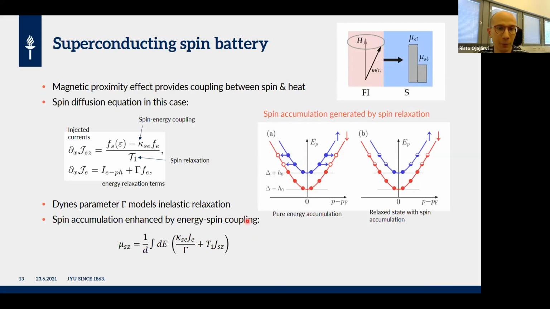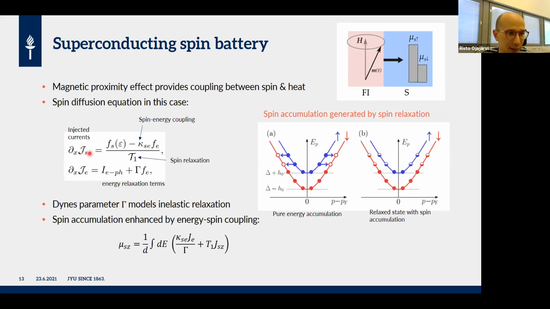So now we actually get to our paper, the superconducting spin battery. And I guess I am not going to stay within my 30 minutes now because I've already almost spent that. But okay, this magnetic proximity effect couples spin and heat, and we can write this approximate spin diffusion equation for this system then.